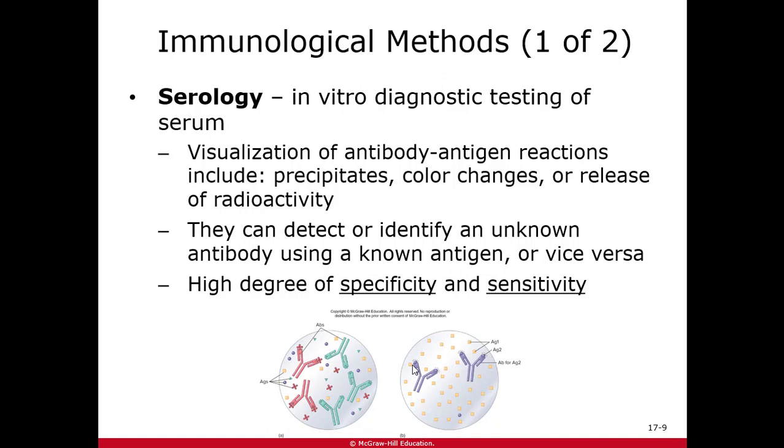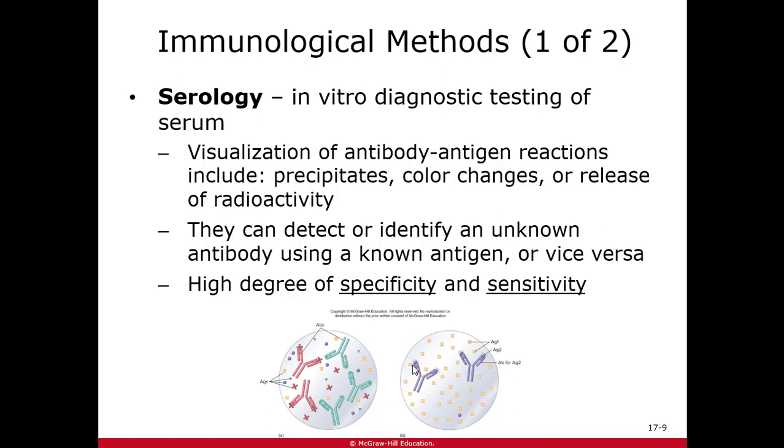So we can use serology to detect if there's an unknown antibody present, using a known antigen. Or we can do vice versa. If we want to know if a patient has an antibody, we can mix a patient's serum with a known antigen, and if they meet up together, we know they're both present. But vice versa, we can detect if there is an antigen present in a patient's serum.